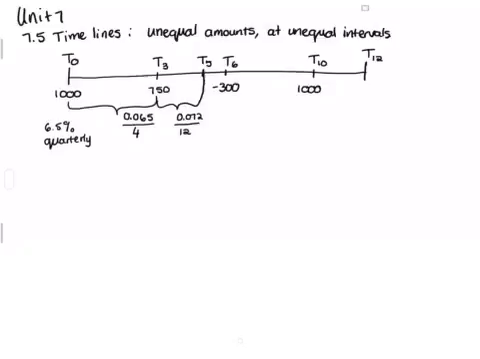Then it says for the rest of time, right up to time 12, it is 7.8% compounded semi-annually or biannually, in other words, twice a year.